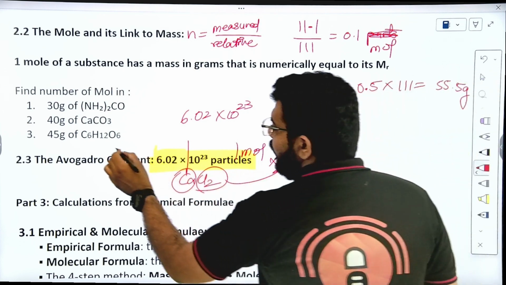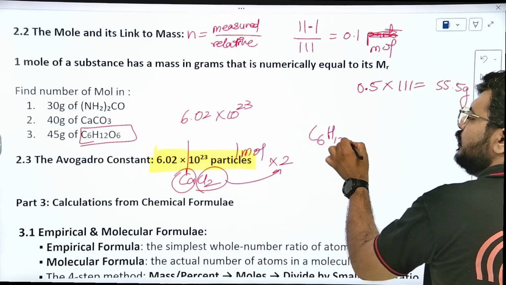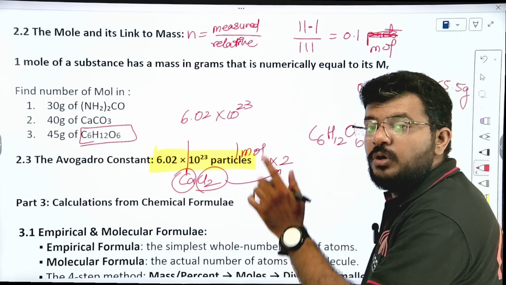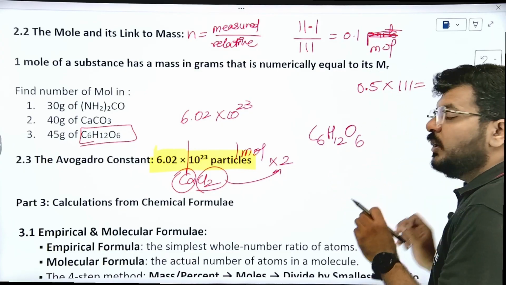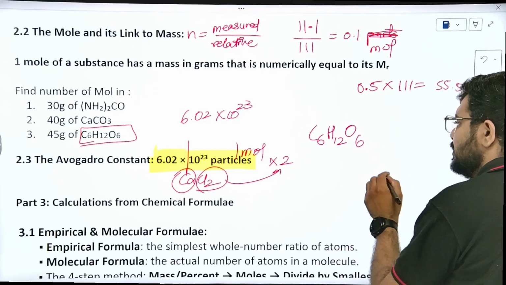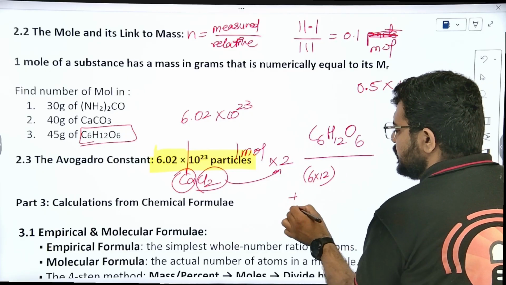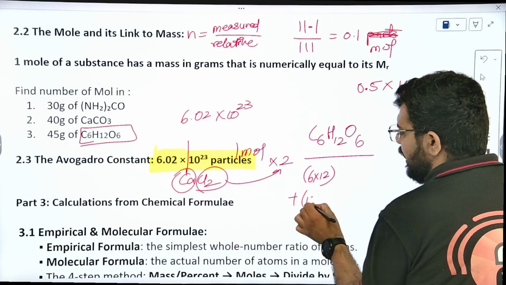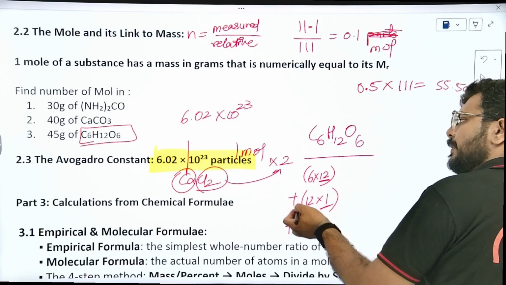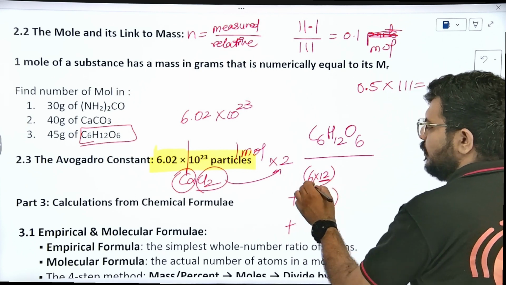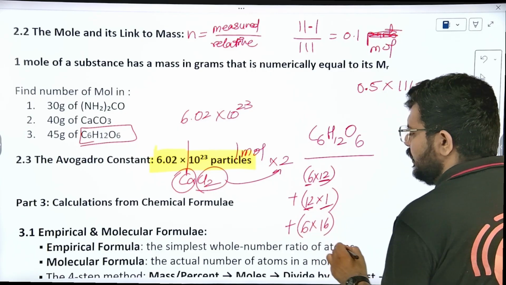If they have given me, let's say, C6H12O6, they're saying that we have 1 mole of glucose. I think this is glucose, right? What is the mass of this 1 mole? Let's find that out. The mass of 1 mole is 6 into 12 plus 12 into 1, where the second number is the relative atomic mass and the first number is the number of atoms of that element.